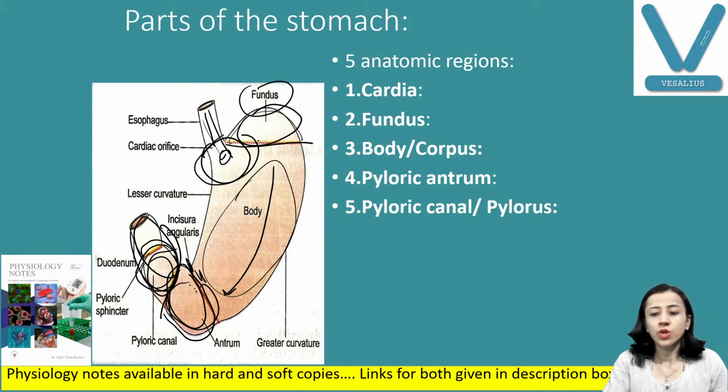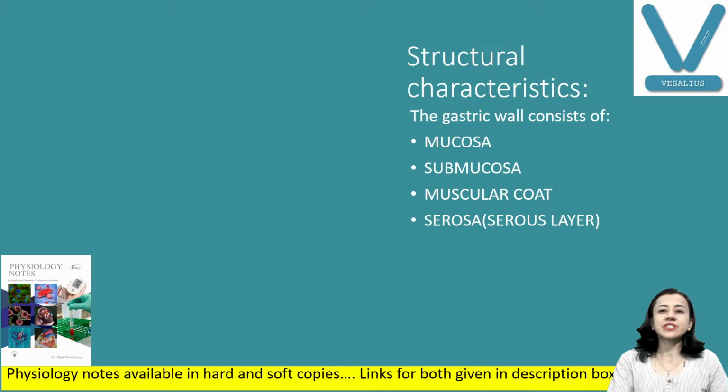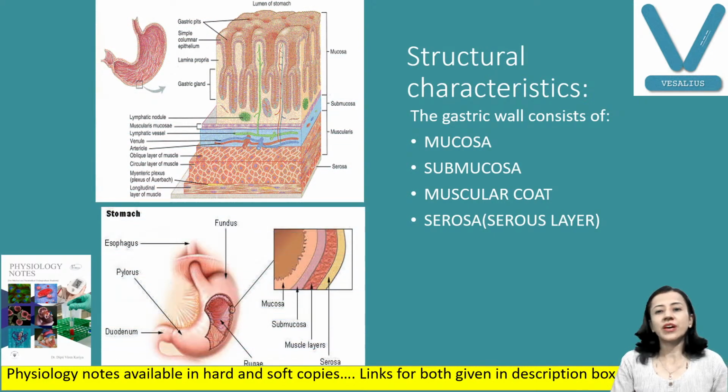Okay, now what are the structural characteristics of the stomach? We have discussed that all parts of the digestive tract have 4 layers: mucosa, submucosa, muscular layer, and serosa. These 4 layers are common in all parts of the digestive tract, but some modifications are there. Now, what are the modifications in the stomach?